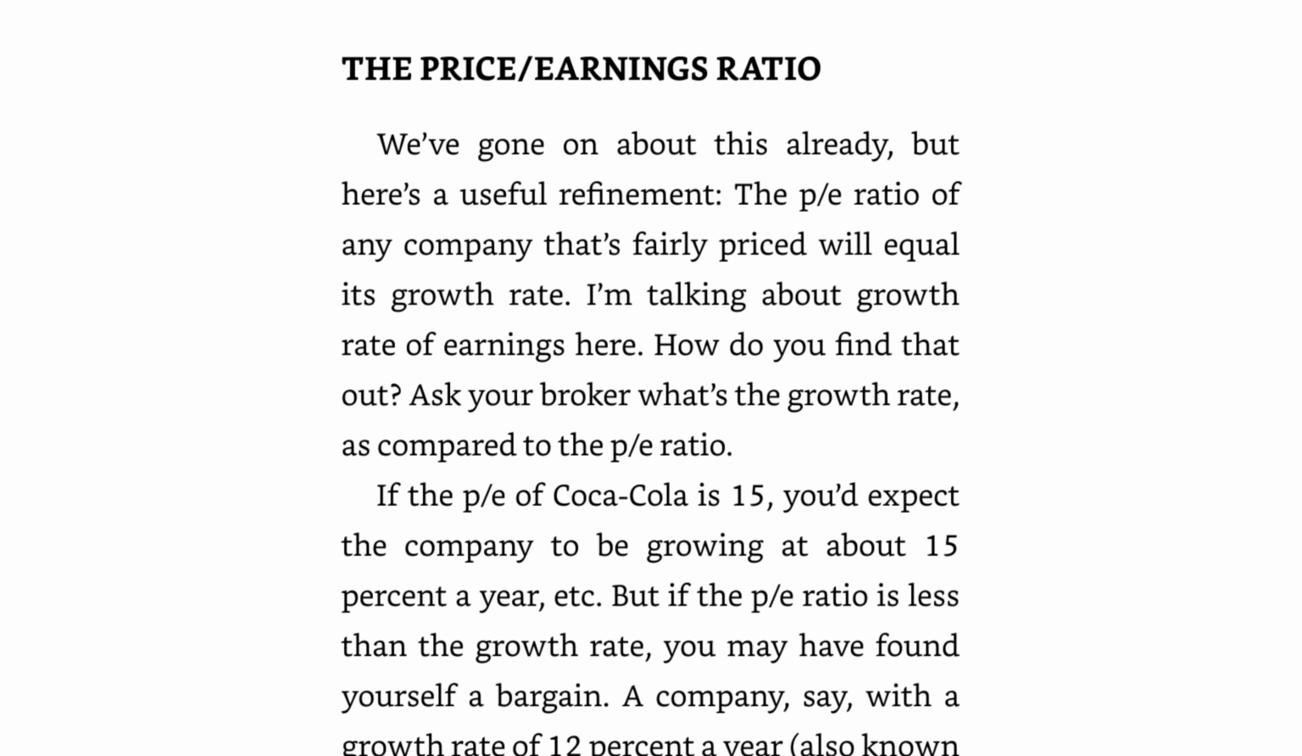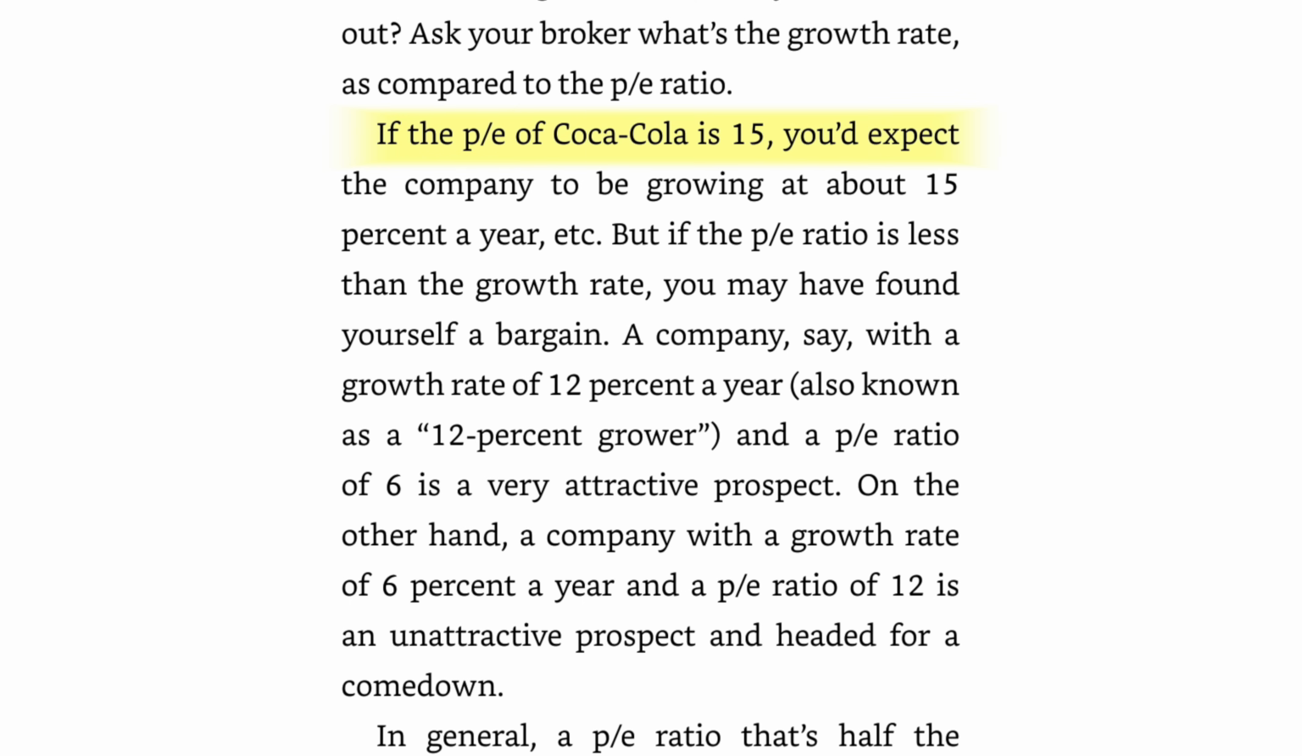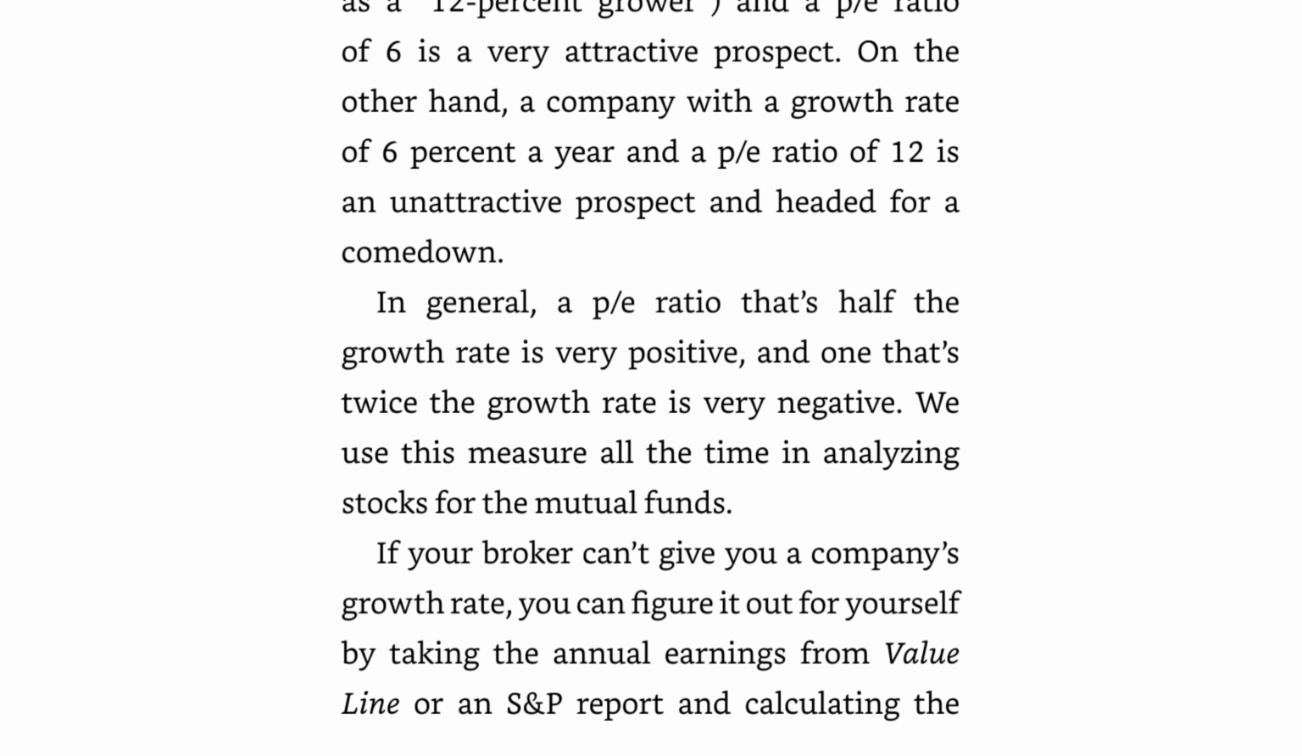And what he talks about in that book is right here. He says the PE ratio of any company that's fairly priced will equal its growth rate. I'm talking about growth rate of earnings here. And the example he gives is, if the PE of Coca-Cola is 15, then you'd expect the company to be growing at about 15% a year. But if the PE is less, then you might have found yourself an actual bargain, and if it's more, then it'd be unattractive. And then he says, in general, a PE ratio that's half the growth rate is very positive, and one that's twice the growth rate is very negative.